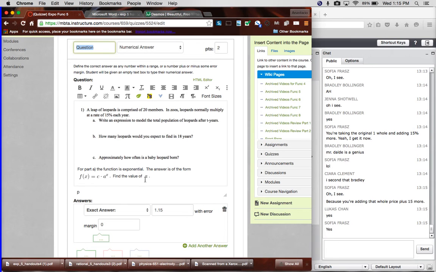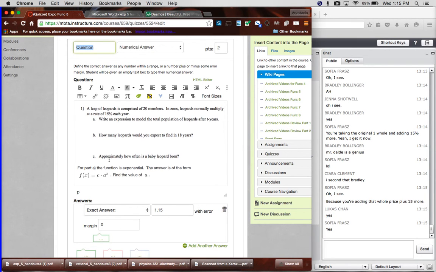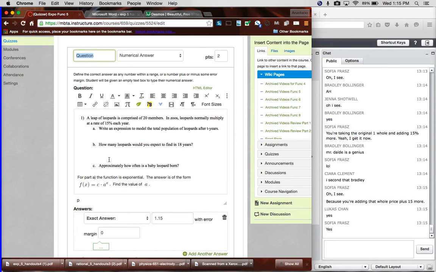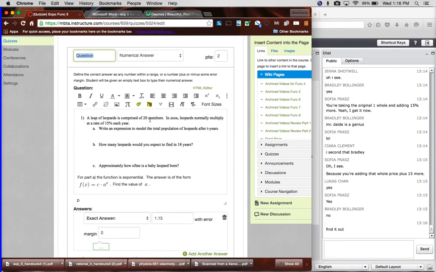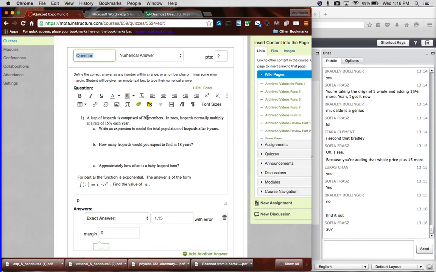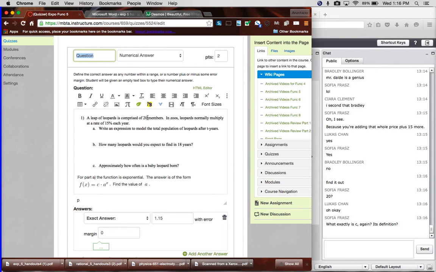All right, so we know what A is. Do we know what C is? What is C? Nope, we don't need to find out. It's 20. Your C is how many leopards you started off with to begin with.